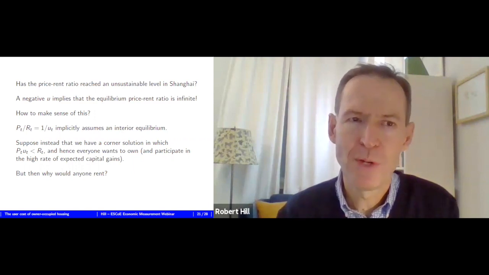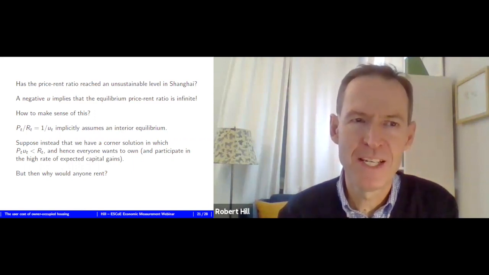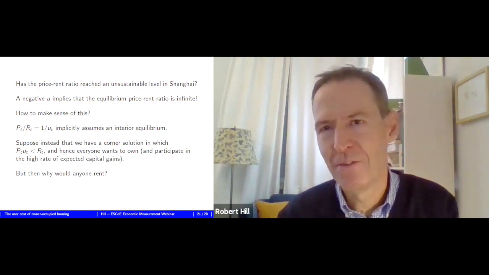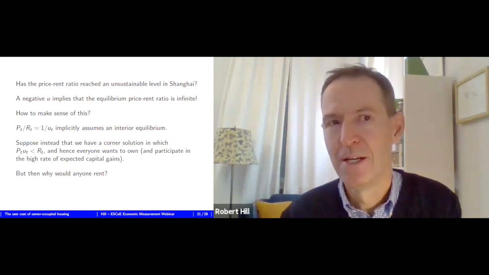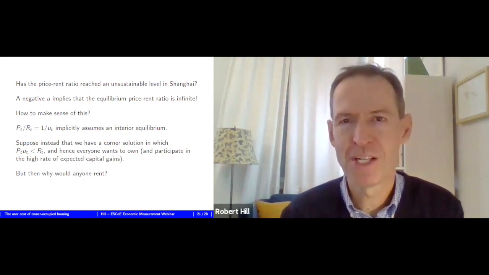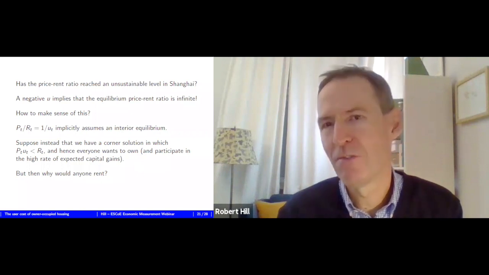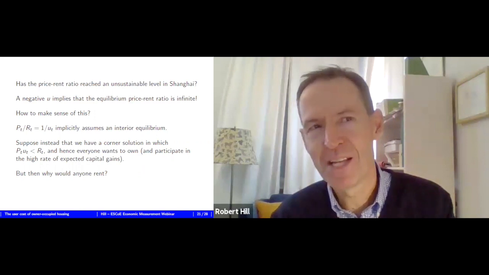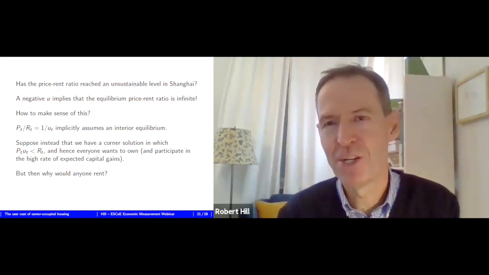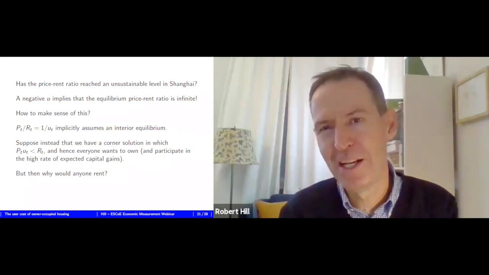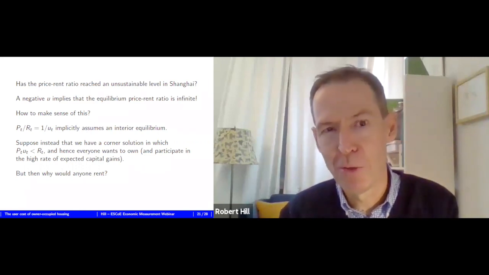Now, look what happens when U tends to 0. As U tends to 0, the equilibrium price rent ratio tends to infinity. And when U is negative, it's still going to be infinite. So the implication is that this approach says the equilibrium price rent ratio is infinite in Shanghai. If you believe that, then of course it's sustainable, since the price rent ratio is less than infinity. But we'd argue that's not the right way to interpret what's going on.